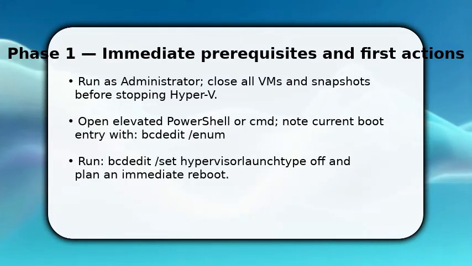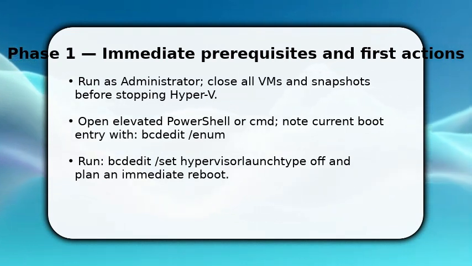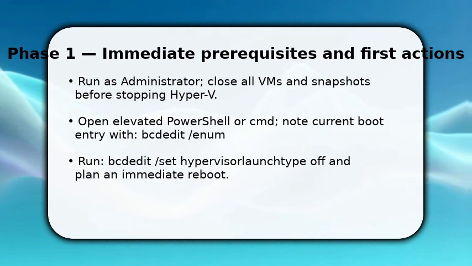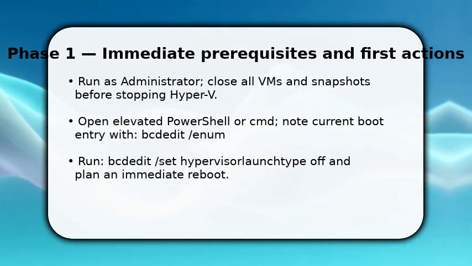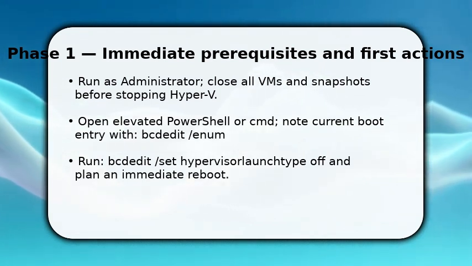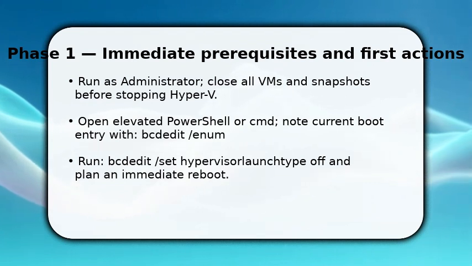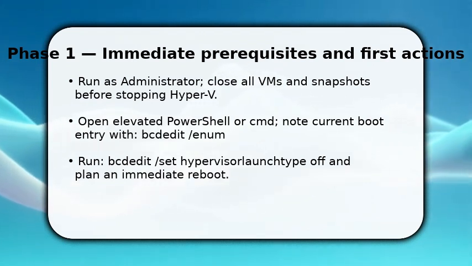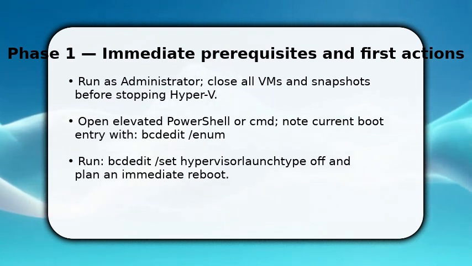You start by ensuring you have administrator rights and that all virtual machines and snapshots are shut down. Once done, you avoid data loss and locked resources. Next, open an elevated PowerShell or command prompt so commands take effect system-wide. Then check current boot settings with bcdedit /enum so you can confirm changes.